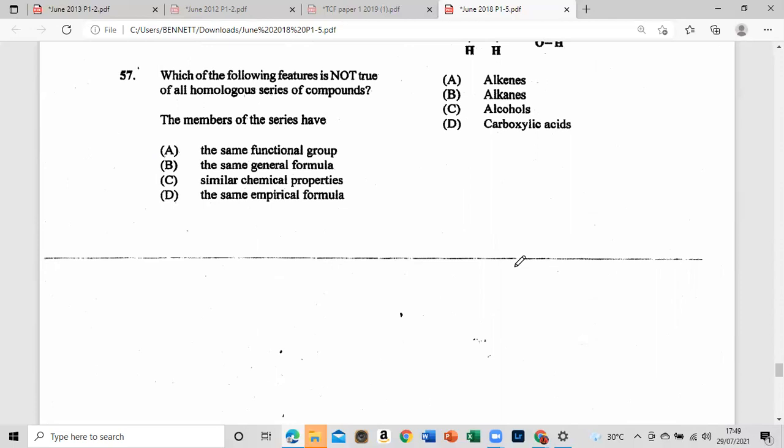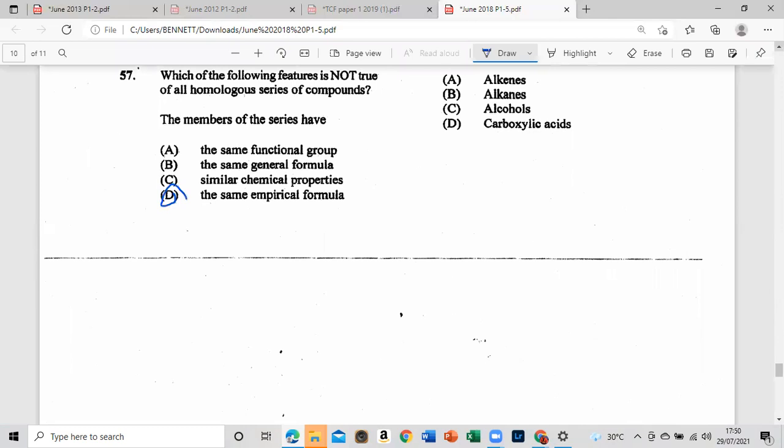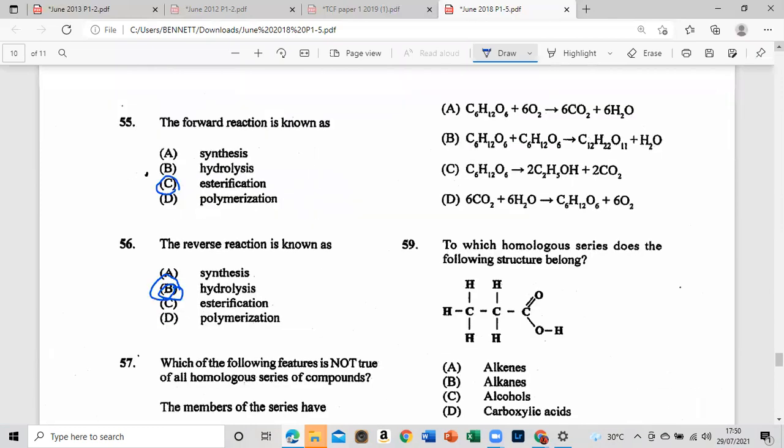All right, 57, which of the following features is not true of homologous series compounds? The members of the series are, is it the same functional group, the same general formula, similar chemical properties, or the same empirical formula? So that is the same empirical formula. On to 58, just 3 to go.